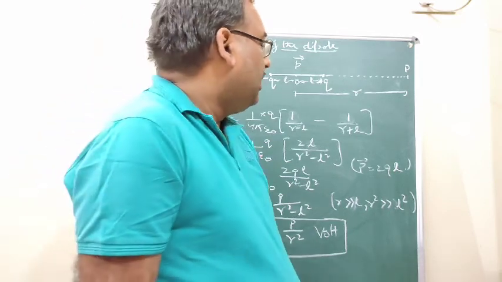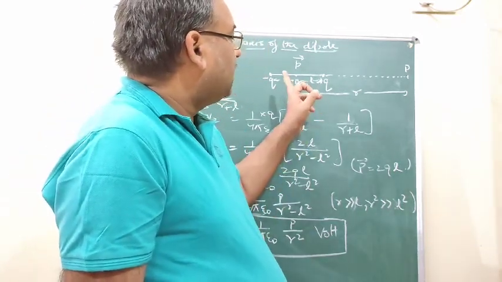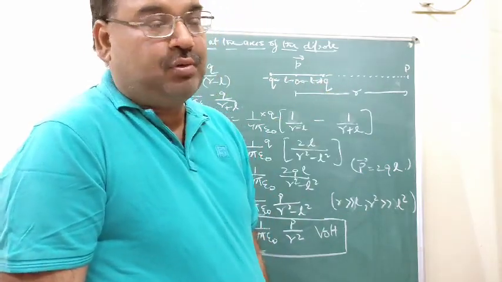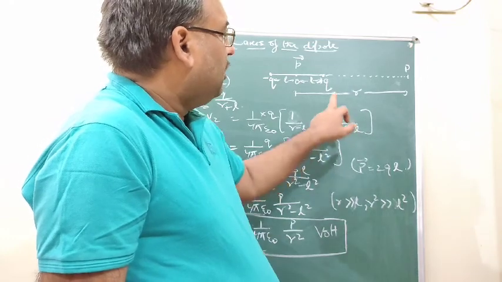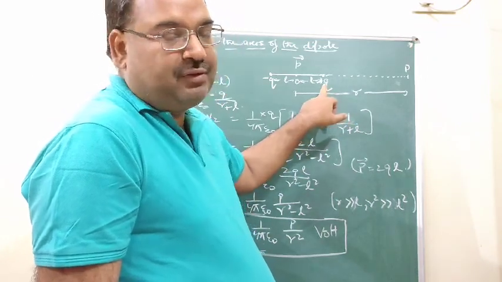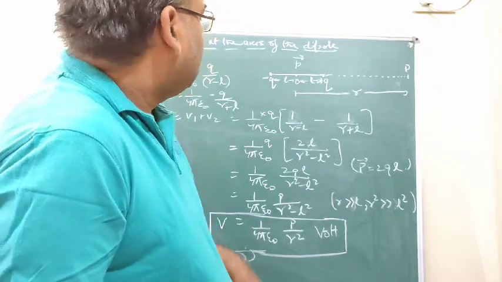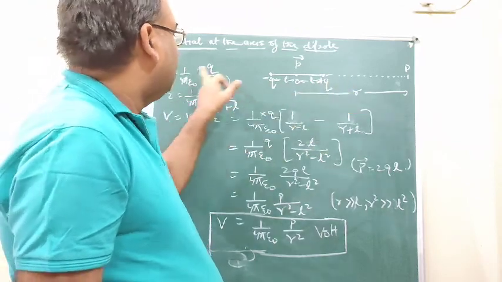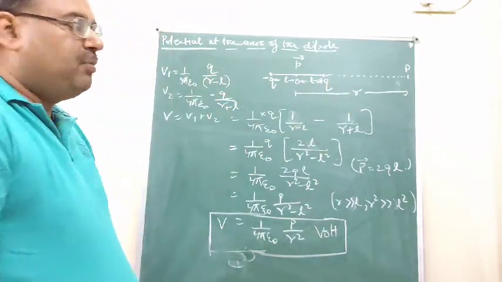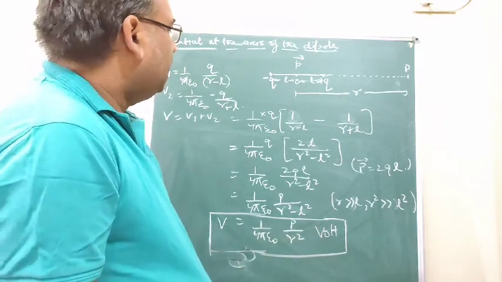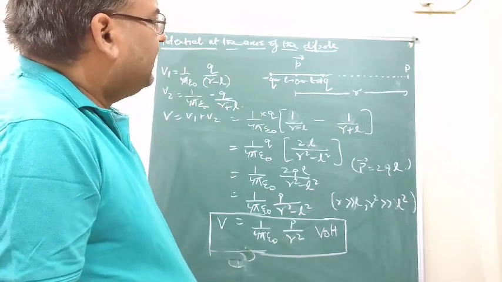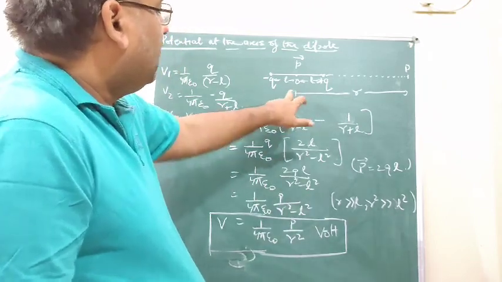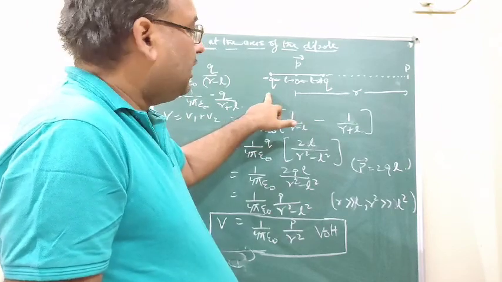Now, what are we going to do? We will find out the electric potential due to the charges plus Q and minus Q at the point P along the axis of the dipole. So, first we will find out the potential due to positive charge plus Q, that is V1. So, V1 is equal to 1 upon 4 pi epsilon naught, Q upon R minus L. The distance from this point is R minus L. So, 1 upon 4 pi epsilon naught, Q upon R minus L. Then, the electric potential due to negative charge minus Q is V2, equal to 1 upon 4 pi epsilon naught, minus Q upon R plus L.